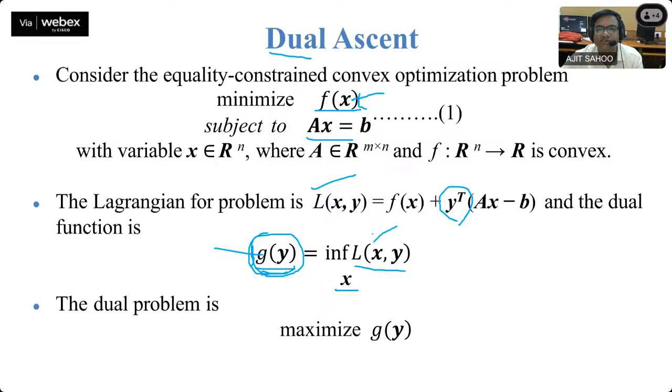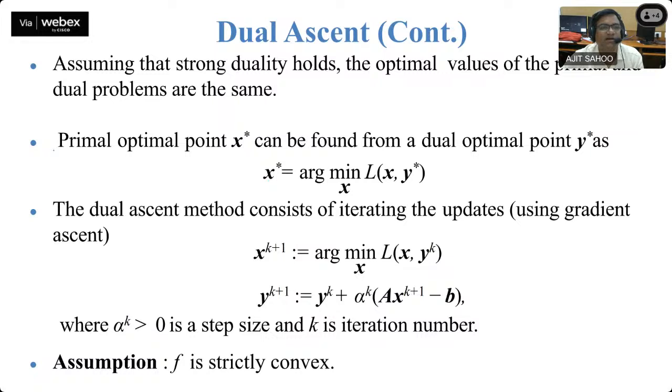Then because this is a concave function, that means it will be in this shape. Then you have to maximize it. Okay, you find out the maximum here. So after getting the maximum of the function, then you can go for the solution, assuming that strong duality holds. So strong duality means the primal solution is the same as the dual solution. So the optimal values of the primal and dual problems are the same.